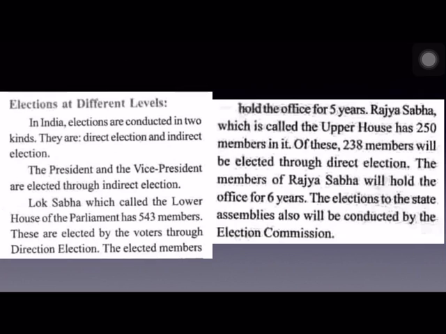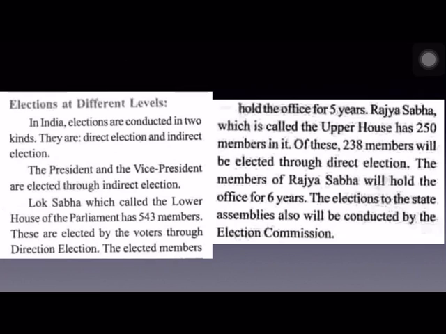Lok Sabha, which is also called the lower house of the parliament, has in total 543 members, and 2 members are nominated from the Anglo-Indian community. These 543 members are elected by the voters through direct election. That means elections to Lok Sabha are direct elections. People directly go to the polling booths and elect their candidate of their choice. The elected members hold the office for 5 years.